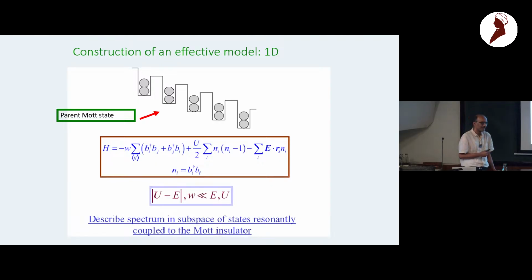One thing to note is that this is a regime which you can never access in a standard condensed matter laboratory. The reason is that if you wanted to get an electric field this strong, you would see electric breakdown straight away. So this is something which is really different for this system.